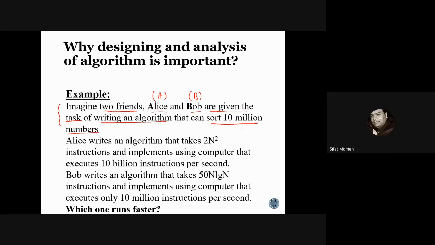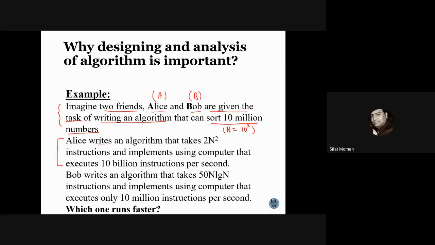10 million is 10 to the power 7. So the input size n is 10 to the power 7. Is it clear, Nakina? Okay, so we have given them an input of size 10 million, and we ask them to write an algorithm that will sort these 10 million numbers. So there are two things that we have asked them. Number one, write down an algorithm. And number two, implement this algorithm. All right, so let's see what Alice has done.